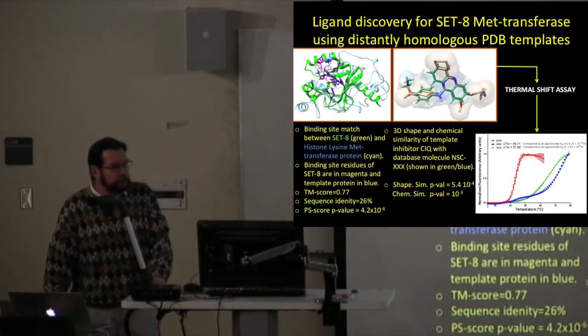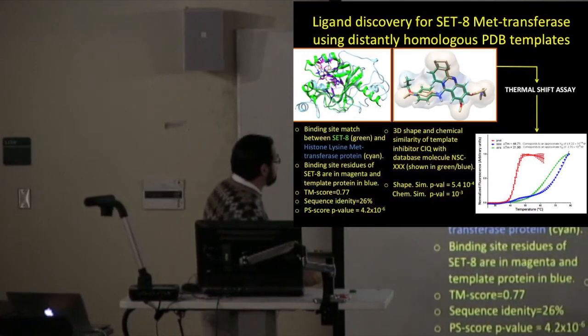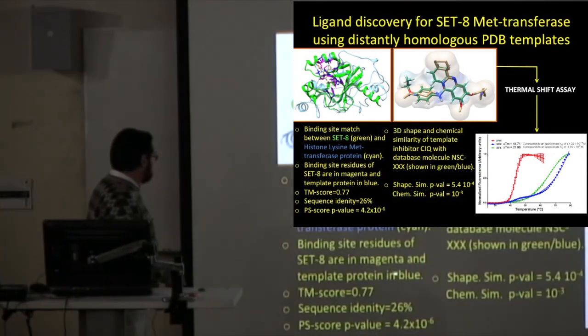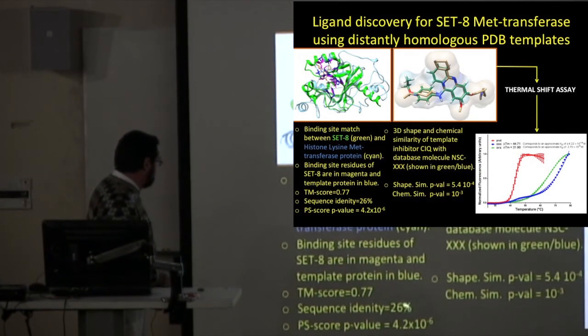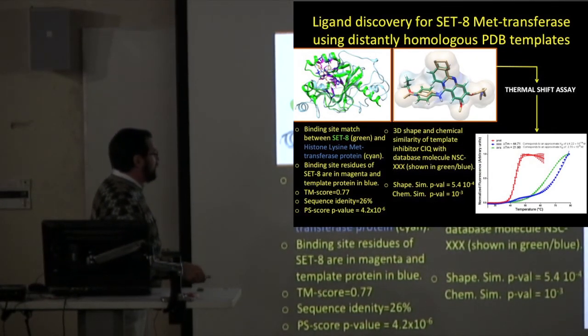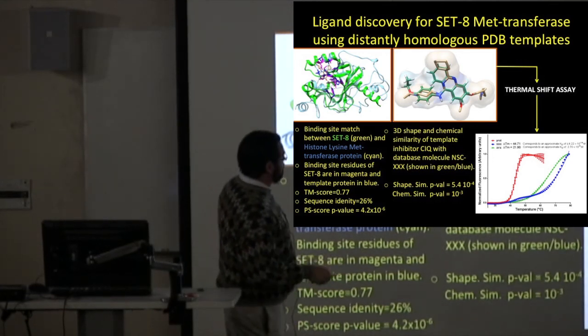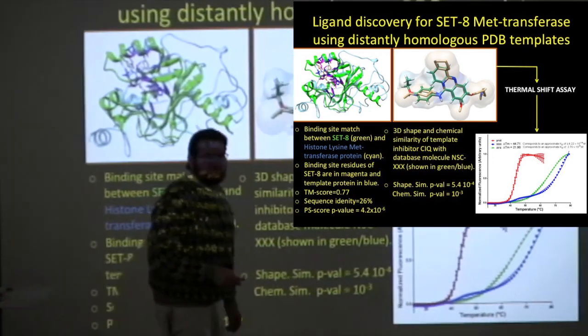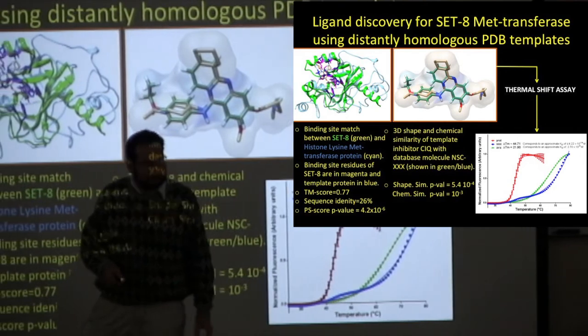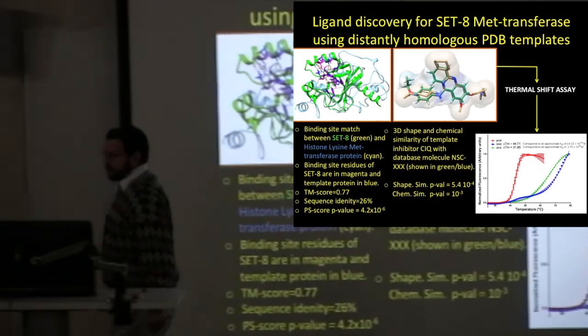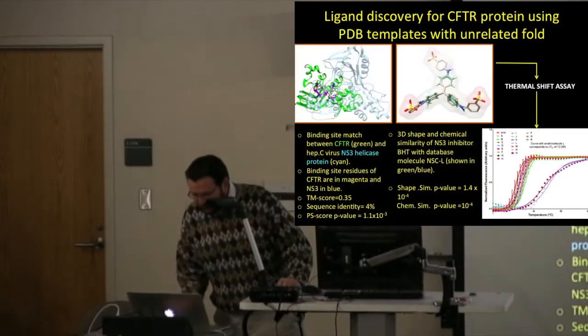Now let me just show you a case of this. This is a case where we looked at globally different, similar folds, low sequence identity. This is for a methyltransferase. This is a 1/100th of a picomolar binder that was pulled out. A novel.